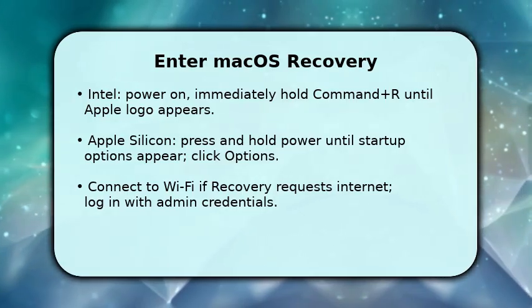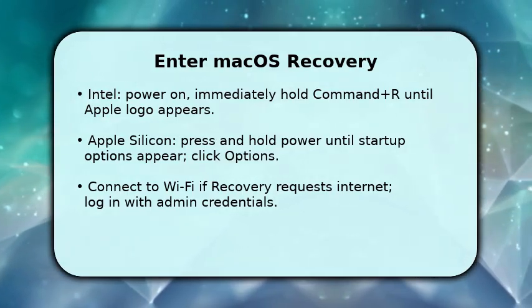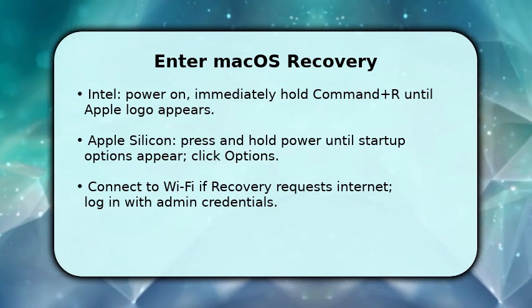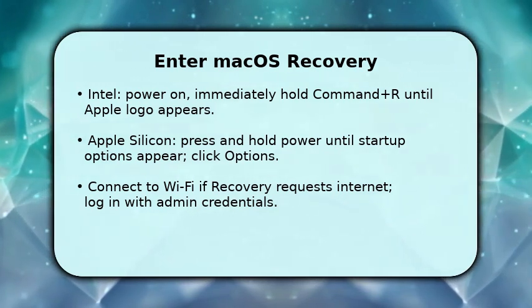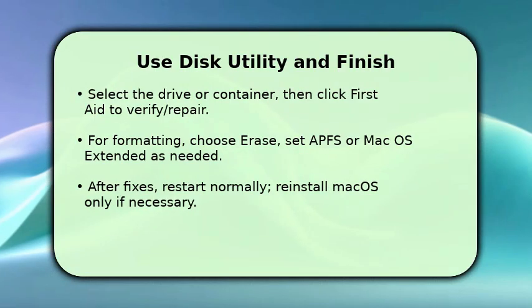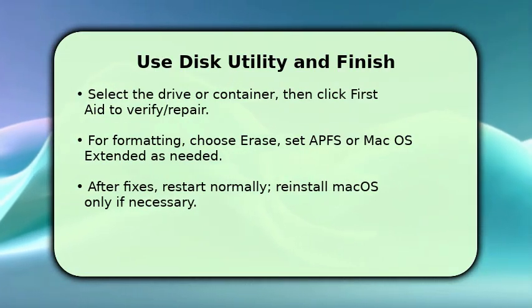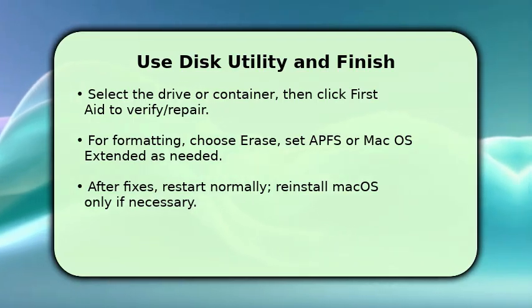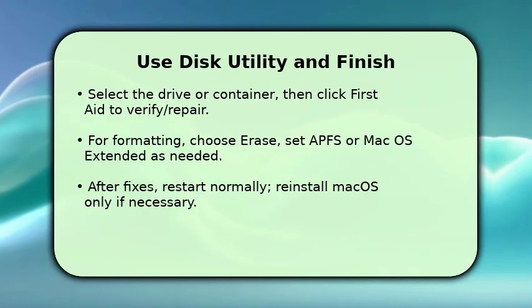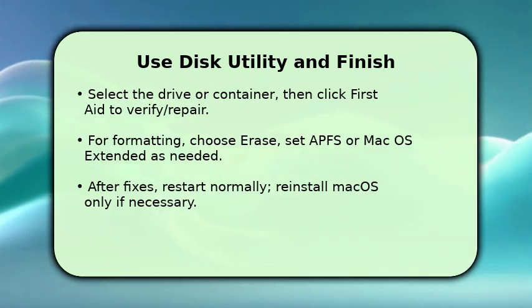In Disk Utility, pick the physical disk or specific app's container to inspect. You'll see First Aid. Run it to check and repair common file system issues. If you must erase, choose the correct scheme and format, APFS for modern macOS, Mac OS Extended for older versions, and confirm. Once repairs or erasure finish, quit Disk Utility and restart the Mac normally.